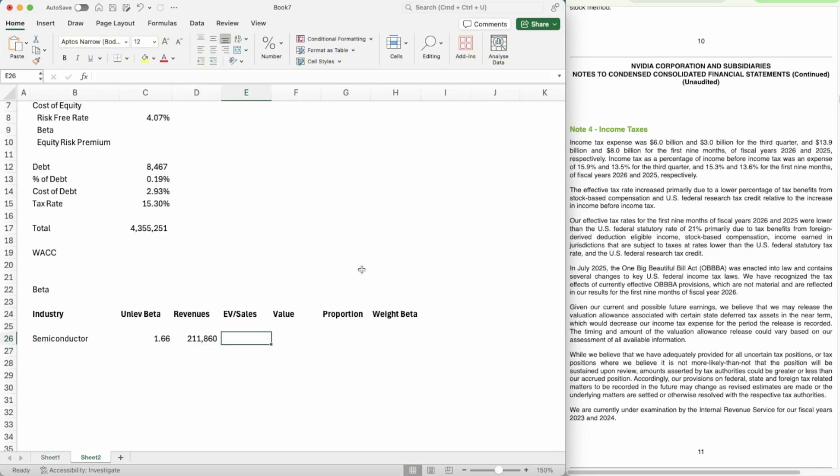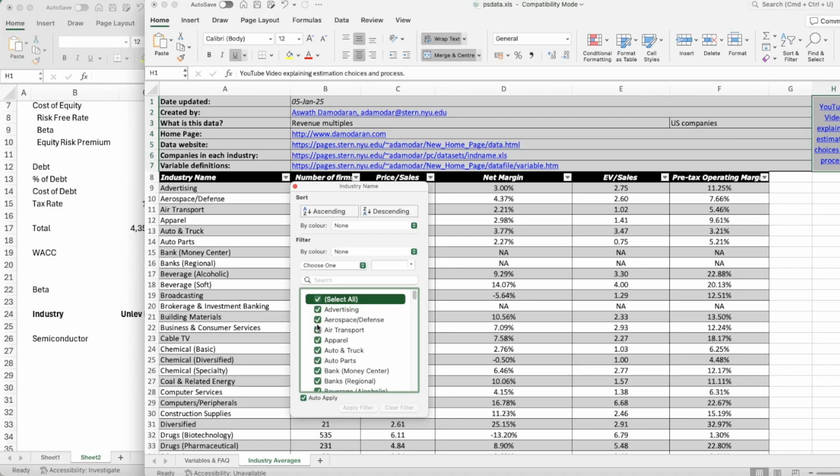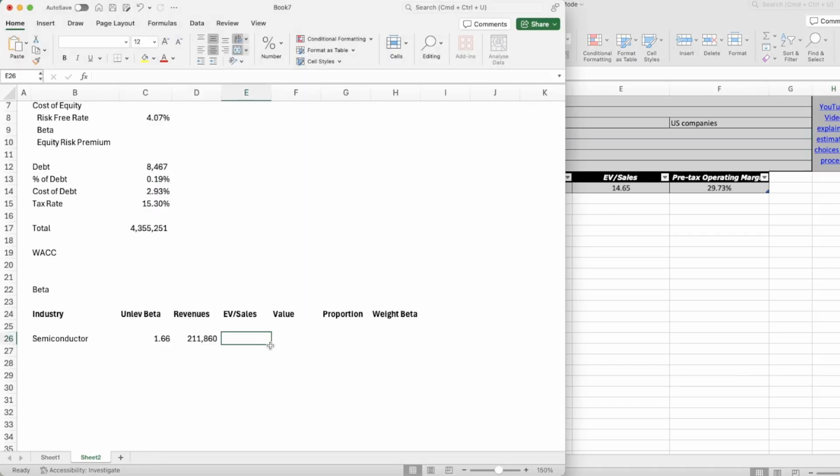The EV to sales, let me pull up the price to sales spreadsheet. Factor 14.65. Meaning the value of this company is your revenues multiplied by your EV to sales. So yeah, it's saying about 3 trillion. The proportion is 100% because we're only using one industry.